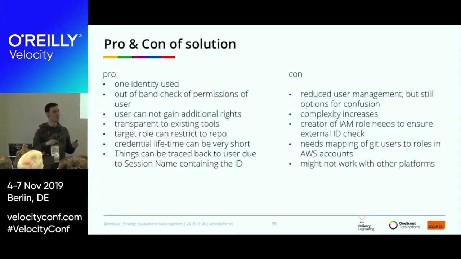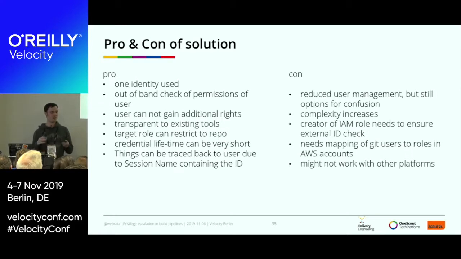And we're adding the session name so we can trace things back to a user if we would really have to. Well, we reduced user management. That's cool, but there's still things where we could confuse things. As you've seen, the complexity increases quite a lot with that. And also, this external ID check is something that the creator of the role needs to do. We can't do it for them. So if they don't do the check, it's not being checked. Then the whole CI/CD system could access it. So that's a little bit of a gap in the solution.